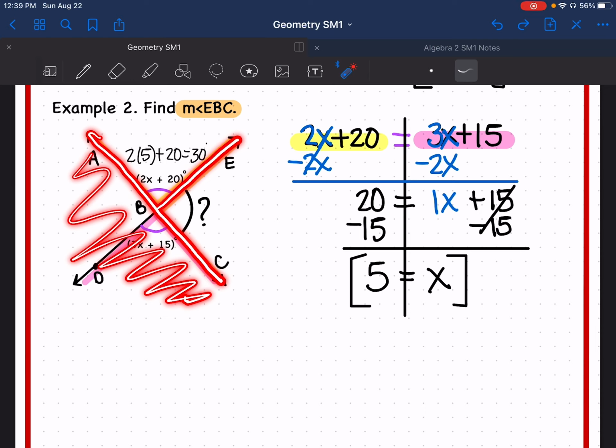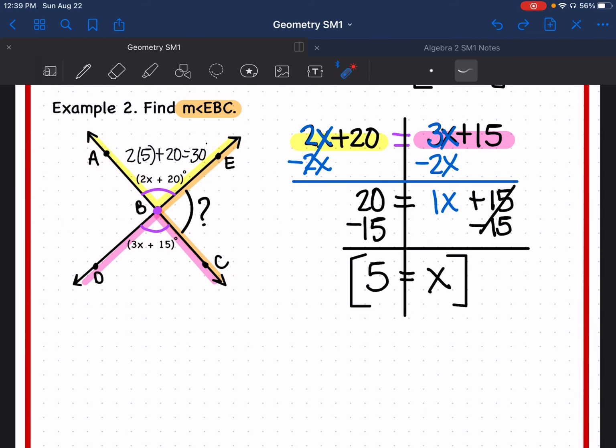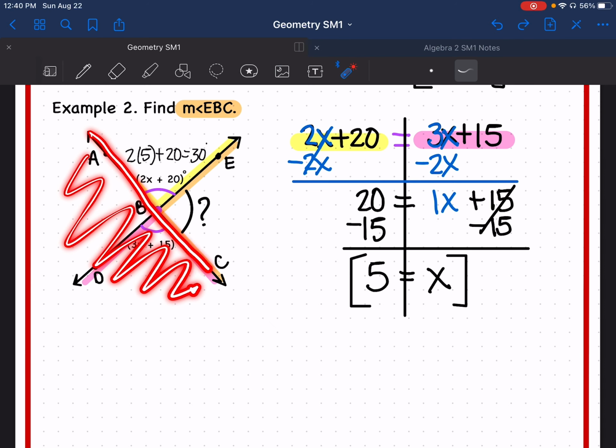If I look at the foldable, this looks like 2 of the pieces of my foldable. So let me do that again. Here's what I'm focusing on, right? This looks like 2 parts of my foldable. It looks like the linear pair and it looks like the supplementary angles. Either one of these will get the job done. I can flip up either one.